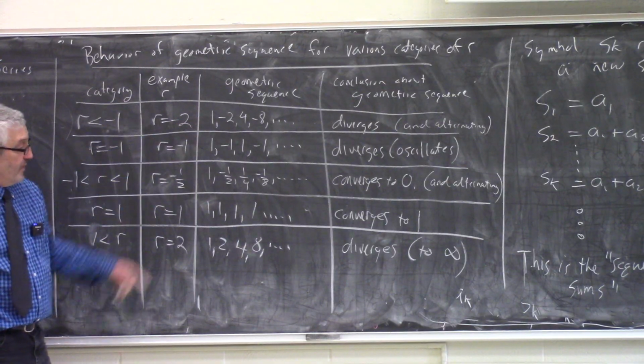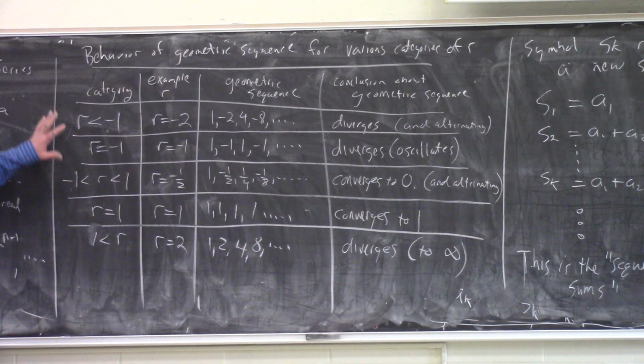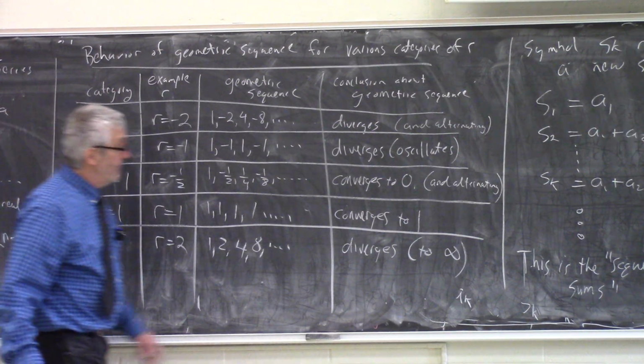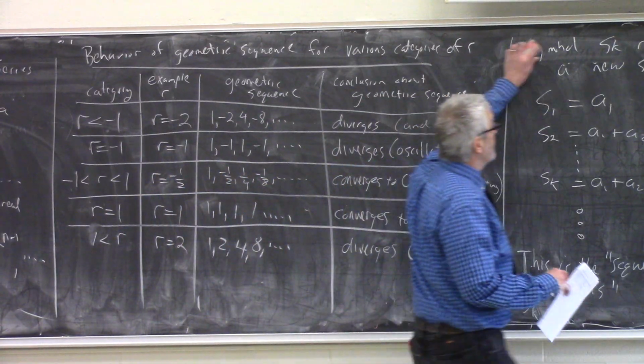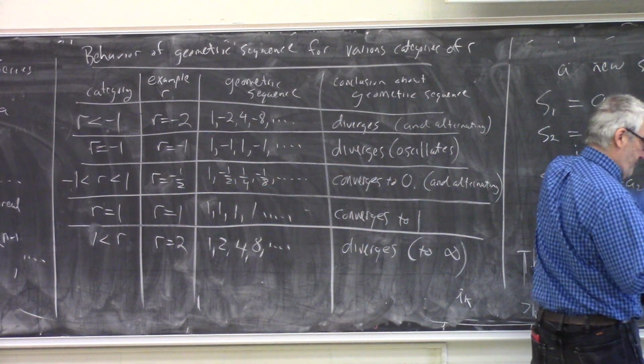So notice, among the geometric sequences, only 2 categories converge. One big category converges to 0. One category with just a single sequence in it converges to the number 1. But all other geometric sequences diverge.